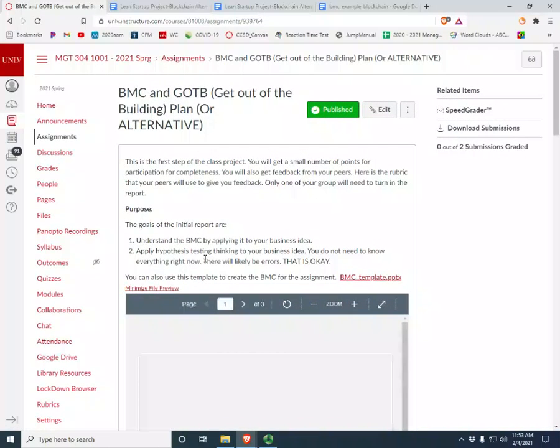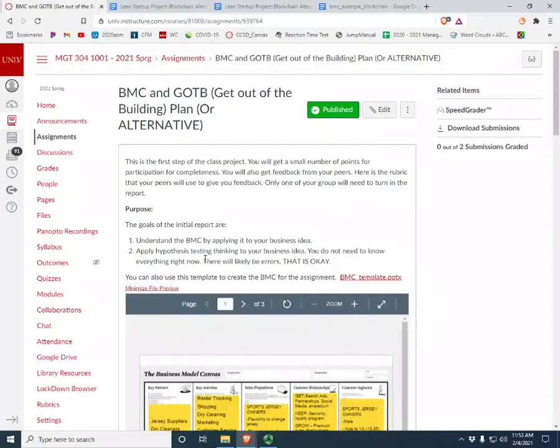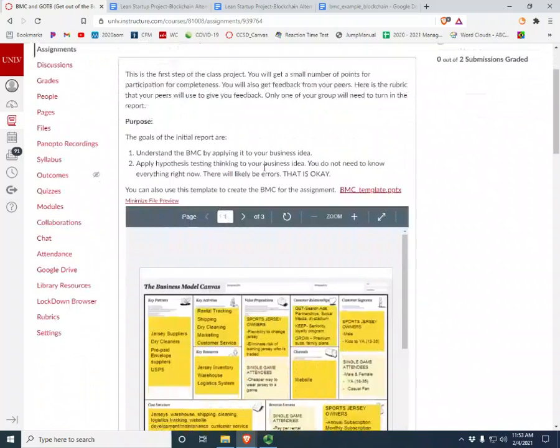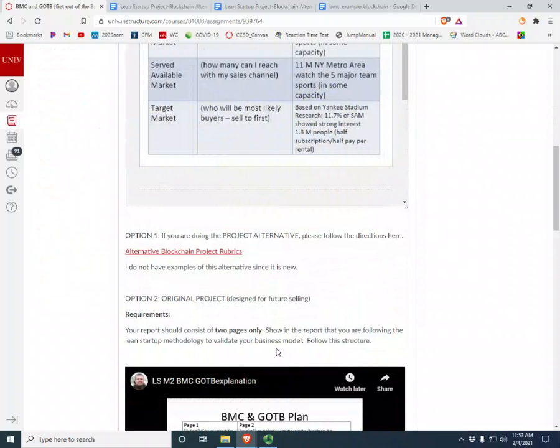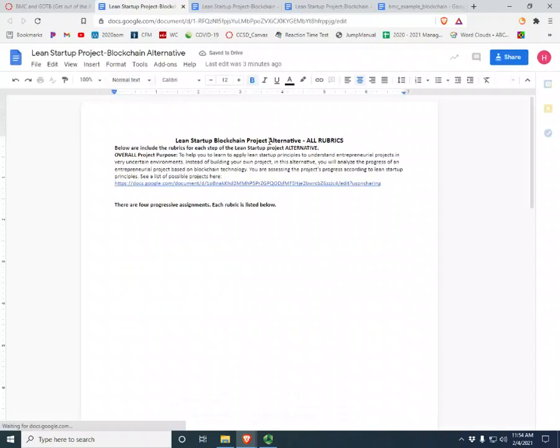I have it in the same assignment portal, so you can see the instructions for the regular project. For both projects, you're going to fill out a BMC, but for the blockchain alternative, that BMC is going to be related to the blockchain project that you're looking at. Then you have a few different instructions, which I'm going to go over. I have created a Google Doc that you should be able to access, and it has all the rubrics related to each of the 4 assignments related to the class project.